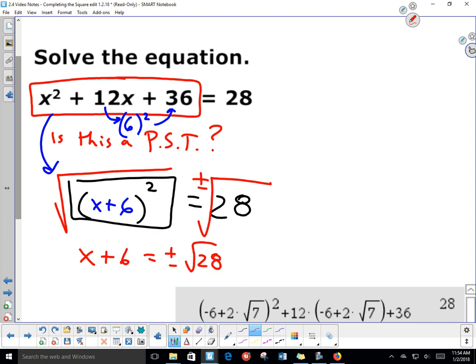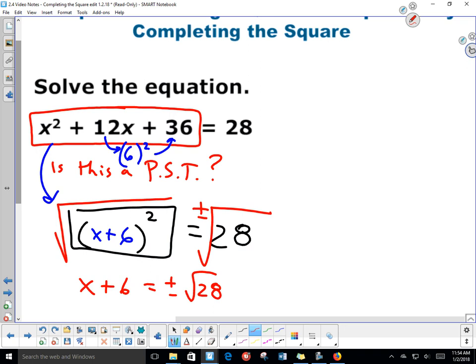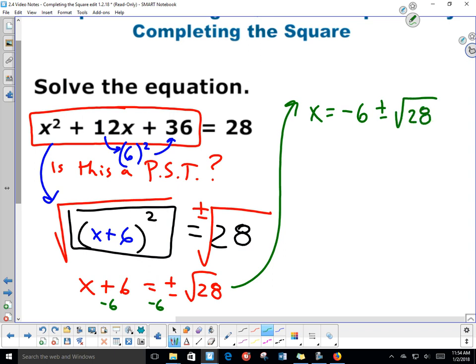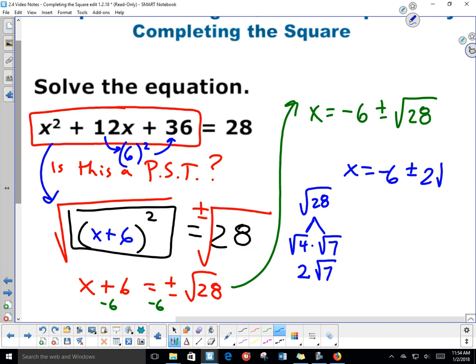And we are going to want to get x by itself. So we're going to subtract 6 from both sides, but let's put that minus 6 in front of the plus or minus. So we're going to have x equals negative 6 plus or minus the square root of 28. Can we simplify square root of 28? I think so. It can be split up into square root of 4 times square root of 7. So that's 2 square root of 7. So we should have x equals negative 6 plus or minus 2 square root of 7.